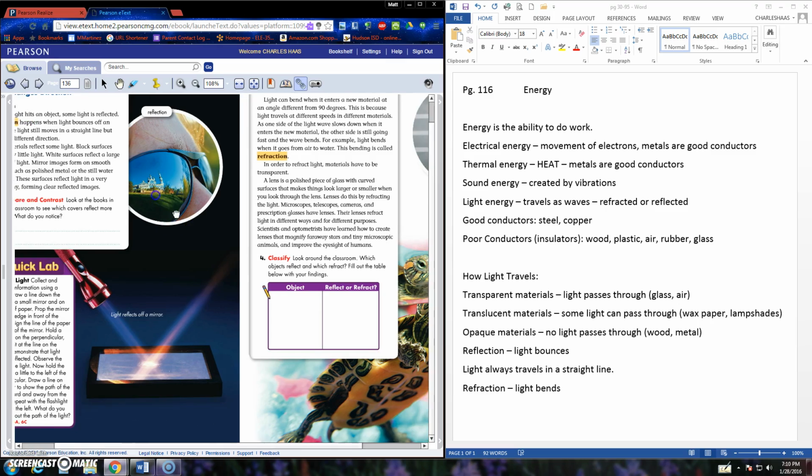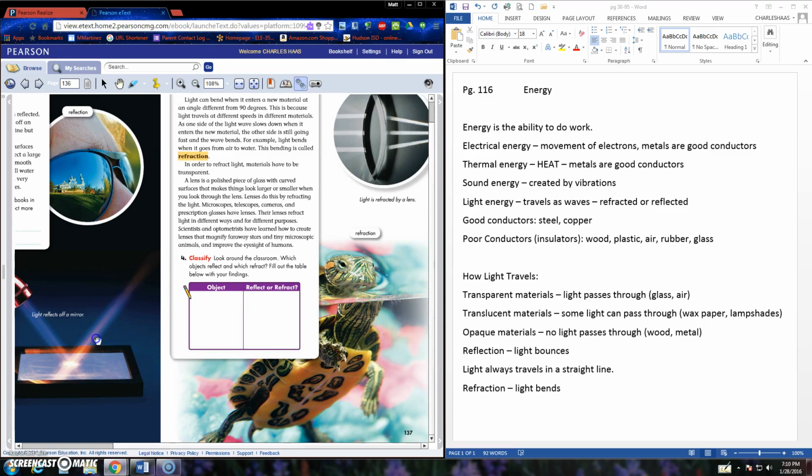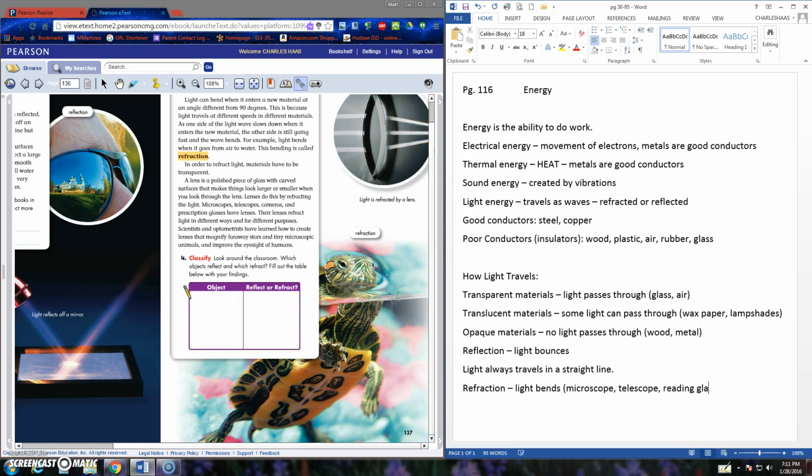Here's some reflection in some glasses. Here's reflecting off of a mirror. Refraction is going to be in a lens, and you already know other refractions. I can write some down for you. Microscope, telescope, reading glasses, lens, hand lens. That's right, prism. A rainbow is an example of one. So there's a few things. And rainbow.